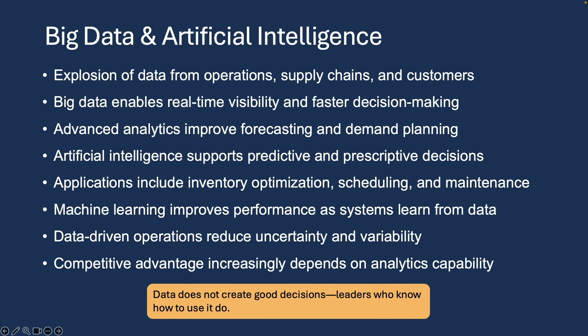Artificial intelligence takes this further by enabling predictive and prescriptive decisions, anticipating what will happen and recommending what should be done. These tools are now used in areas like demand forecasting, inventory optimization, scheduling, quality monitoring, and predictive maintenance. From a leadership perspective, analytics does not replace judgment, but it raises the standard for it. Leaders who understand and use data effectively are better equipped to manage complexity, reduce uncertainty, and sustain operational performance.